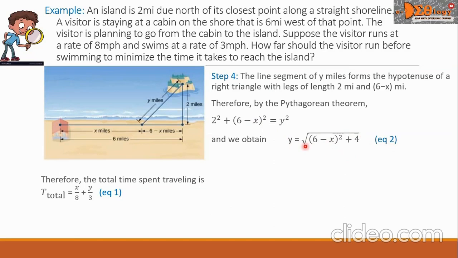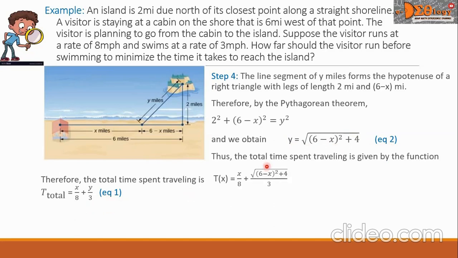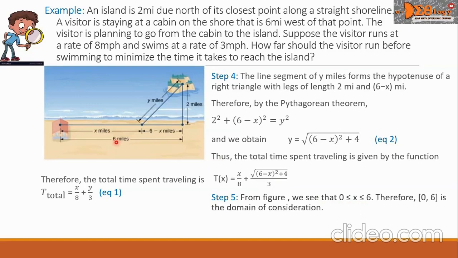We need this value of y in terms of x to substitute in equation 1. So equation 1 now becomes T of x equals x over 8 plus the y, which now becomes this big radical, all over 3. Step 5. From the figure here, we can see that x must be between 0 and 6. Therefore, the closed interval 0, 6 is the domain of consideration.